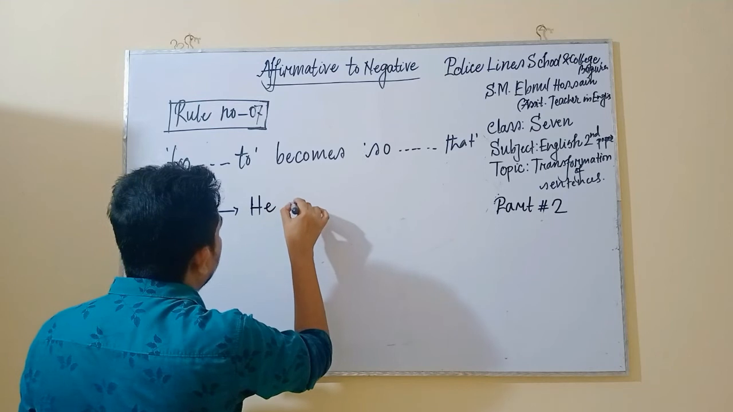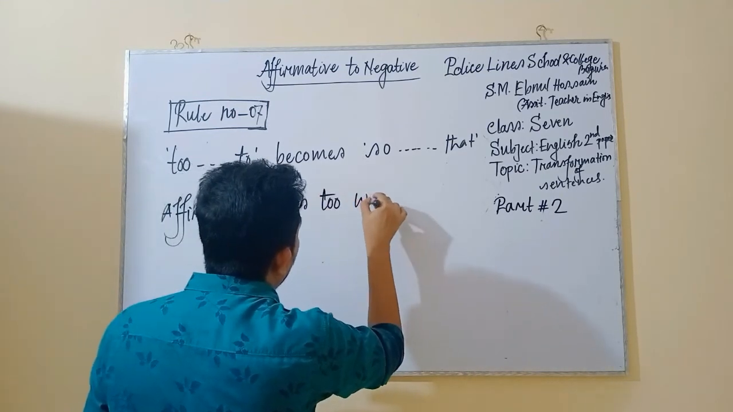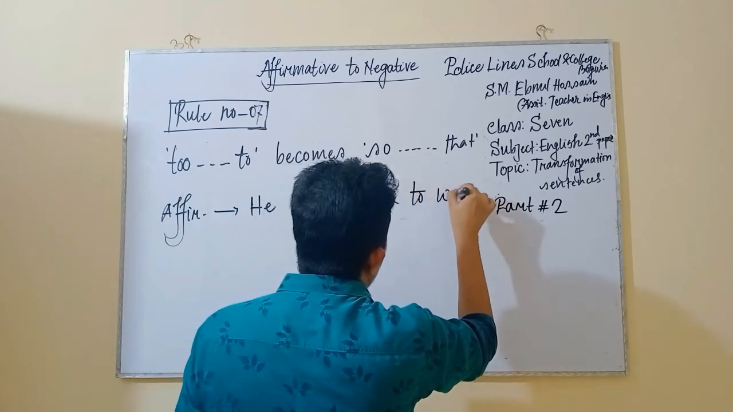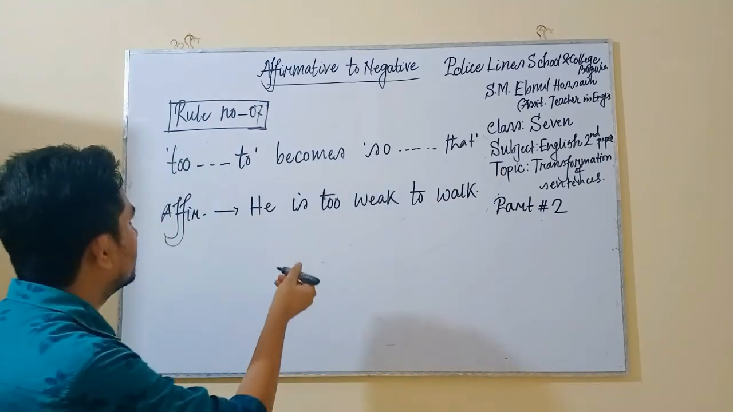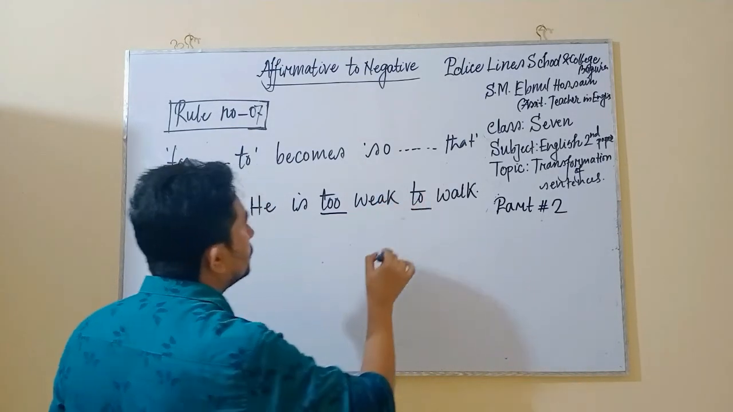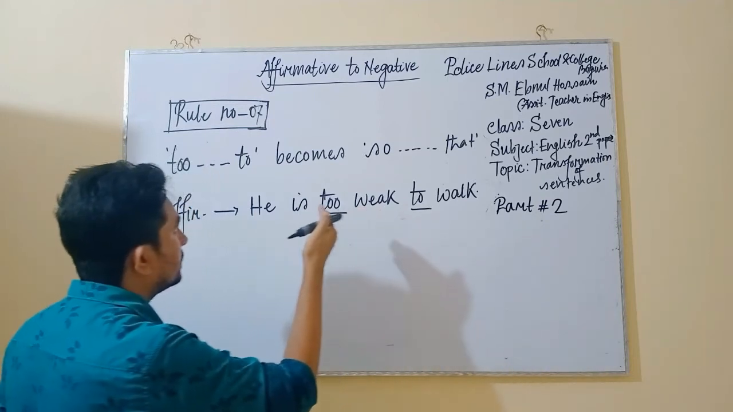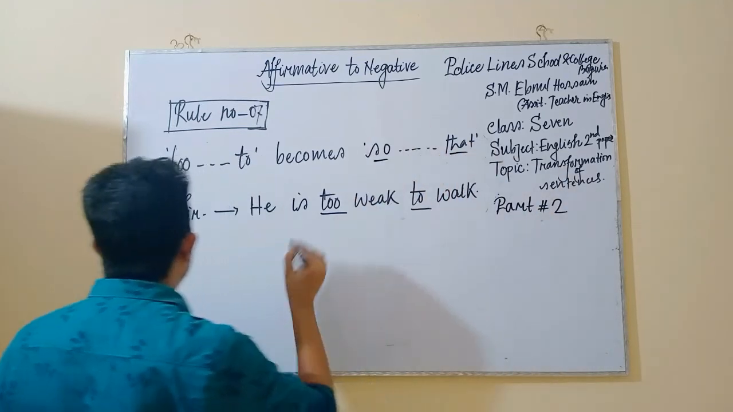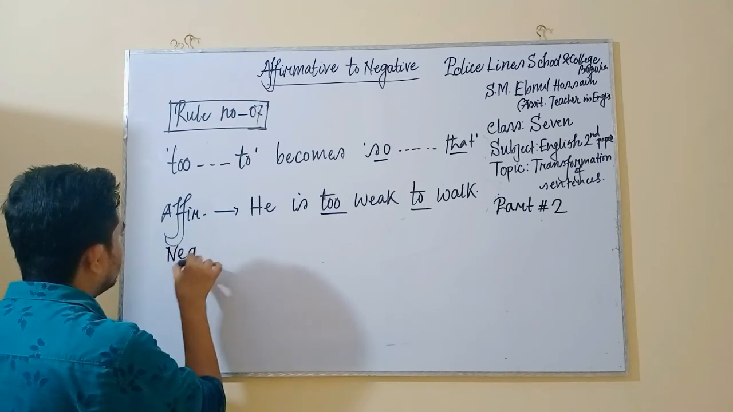He is too weak to walk. So this is the affirmative sentence, and we can see the word "too". If we find these words in the affirmative sentences, we can change this "too" into "so... that" in the negative sentences. So we can change this sentence into negative.